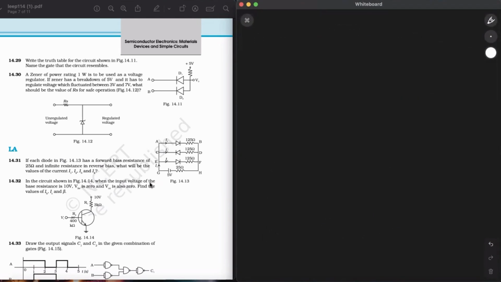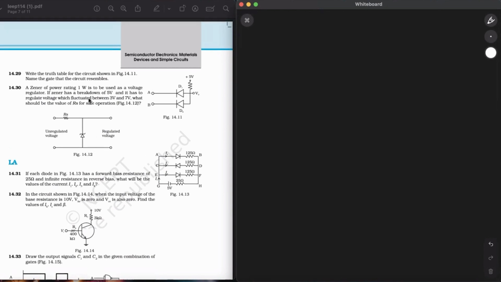Alright, so now moving on, we have question number 13. A zener of power rating 1 watt is to be used as a voltage regulator. If the zener has a breakdown of 5 volt and it has to regulate voltage which fluctuated between 3 volt and 7 volt, what should be the value of RS for safe operation?